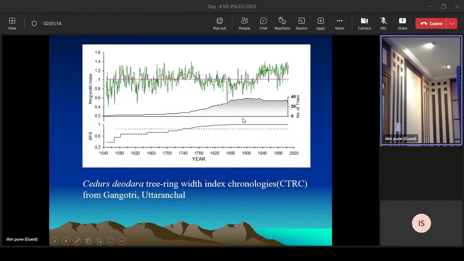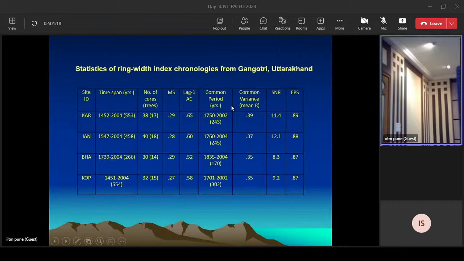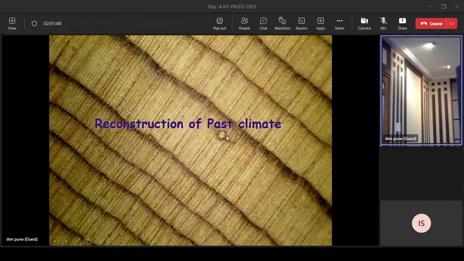This is an index chronology from the Gangotri region. And these are the 4 chronologies from the Gangotri region, and these are the different statistics. All statistics are showing very good potential of the site, and this can be used for reconstruction purposes, the reconstruction of past climate.